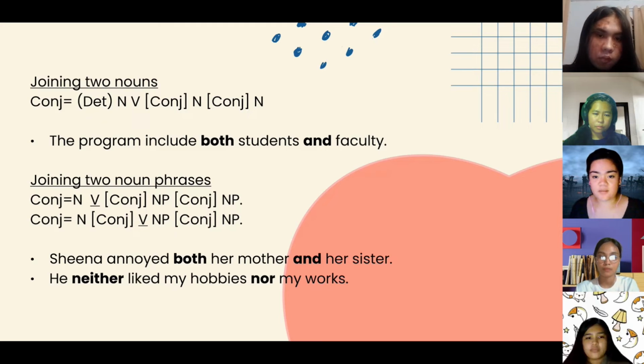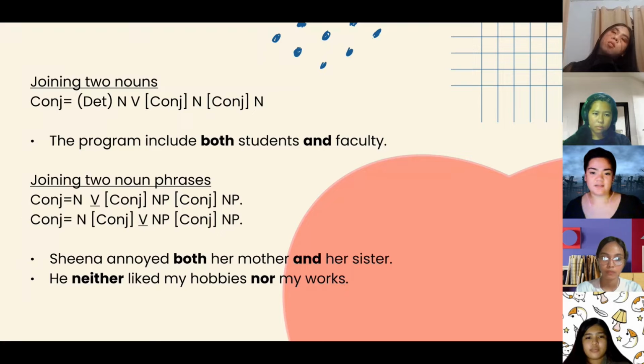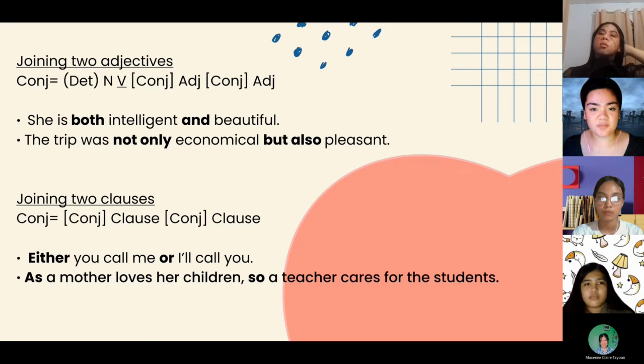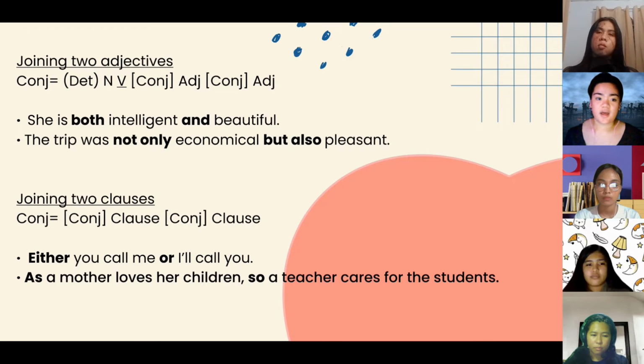Keep in mind that when using correlative conjunctions, always make sure to keep parallel structure intact. In joining two adjectives, we have the determiner, which is optional, the noun or the subject, and the verb as our filler, and then the first conjunction, the first adjective, the second conjunction, and the second adjective. In the example below: she is both intelligent and beautiful. And in the second example: the trip was not only economical, but also pleasant. In these examples, we have the conjunctions in the medial and penultimate position.